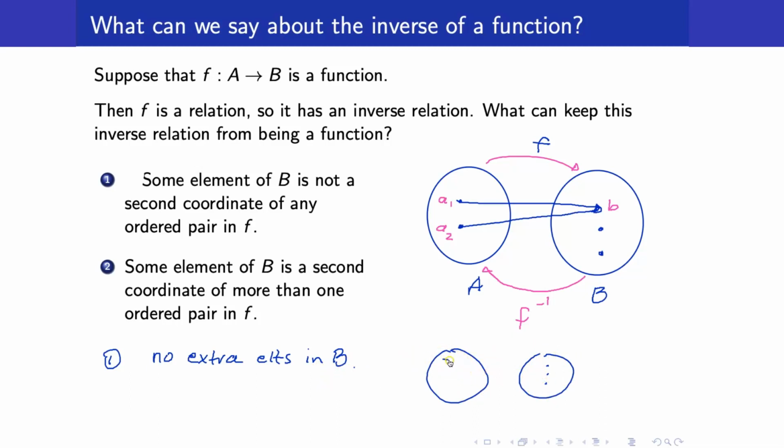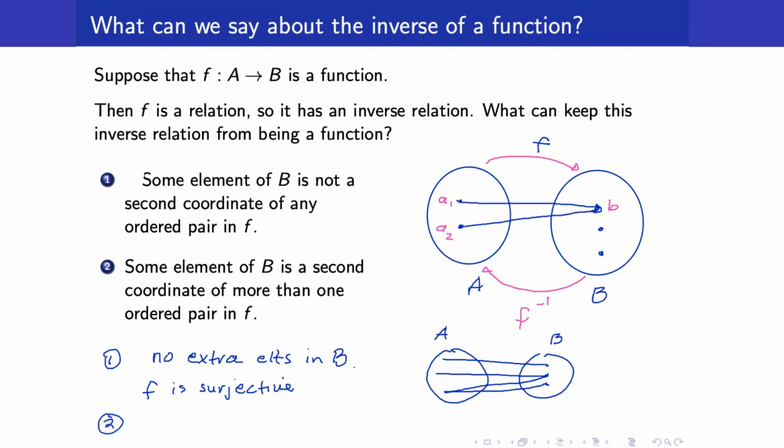You have it here, everything should go to like that, right? No extra elements in B. What is another way of saying that? It means that F is surjective, correct? Because all elements in B should be the image of at least one element in A. Number 2 is saying that you cannot have this configuration, correct?